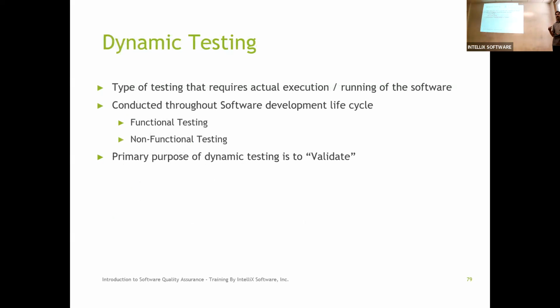The flip side of it is dynamic testing, when you actually have to run some sort of software in order to test. Okay, here the purpose is to validate that it works as expected. You can do it as functional or non-functional testing, and it also happens throughout the life cycle. Okay. So the developer will do unit testing, you will do end-to-end testing or system testing. The end user will perform user acceptance testing. All of those are dynamic testing because they require you to run the software.